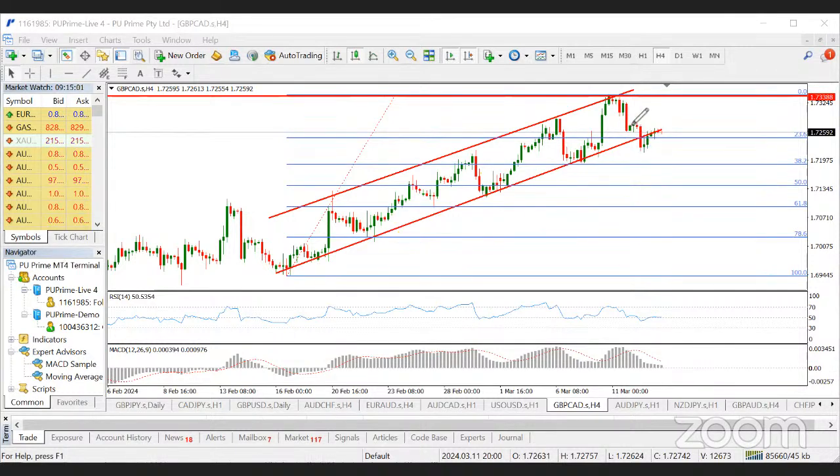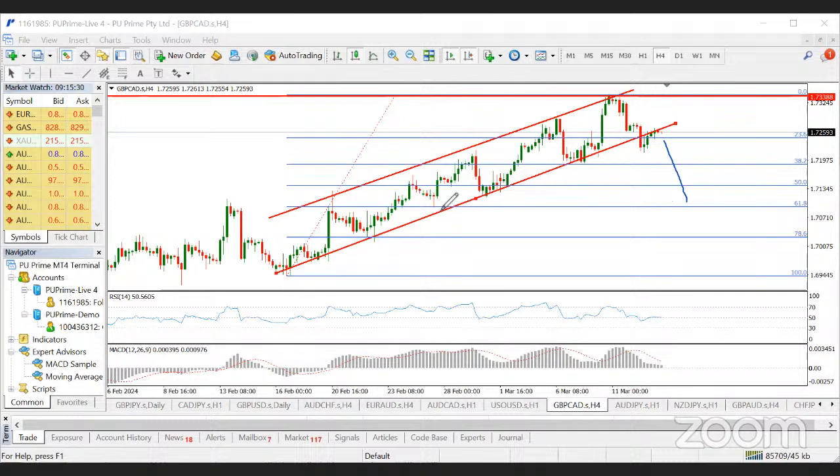It happens. If price breaks a rising wedge, there's a probability price will retest the trend line before breaking out downwards. So it's the retest that is happening currently. So again, if the news does not favor the pound, then GBP CAD will just drop from here downwards.